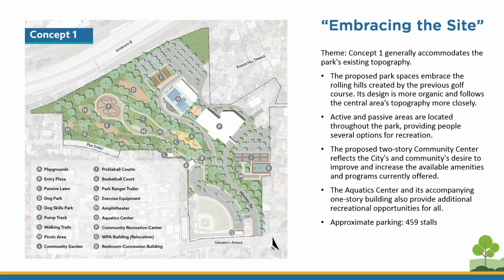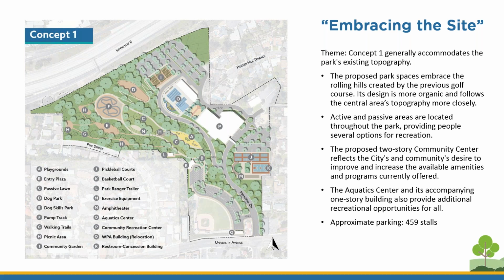The theme behind concept 1 is that it generally accommodates the park's existing topography. The proposed park spaces embrace the rolling hills created by the previous golf course. The design is more organic and follows the central area's topography a little more closely. The vacated golf course provides spaces to program new active and passive amenities. The brand new 2-story community center reflects the city's and the community's desire to increase the available amenities and programs that are currently being offered.